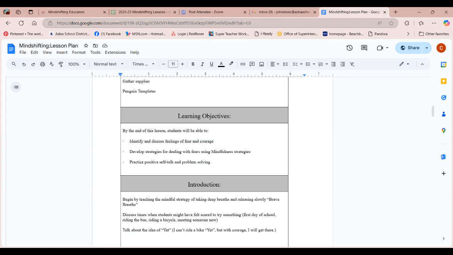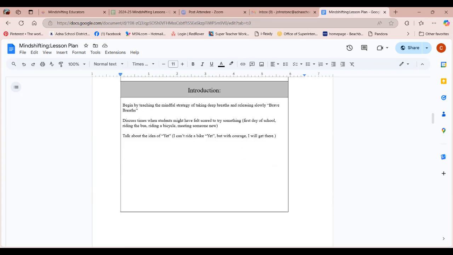develop some strategies. So I would introduce this by teaching them the mindful strategy of breathing, which we did last week. And I've named it Brave Breaths for this particular case, but I can use it further on. And then we'll talk about things that they're scared of: the first day of school, riding the bus, riding a bicycle, different things, and how they overcame those fears.